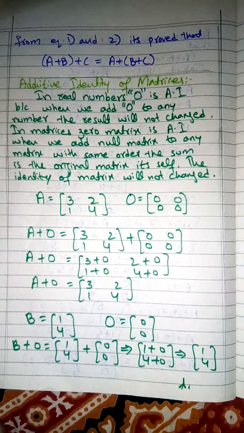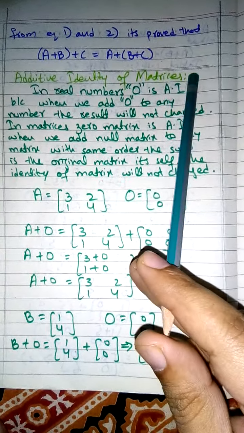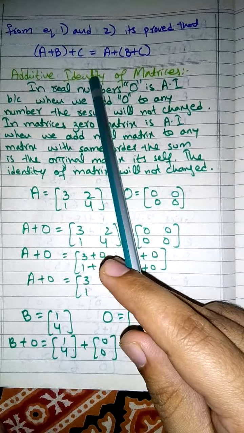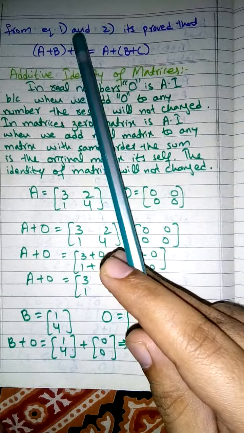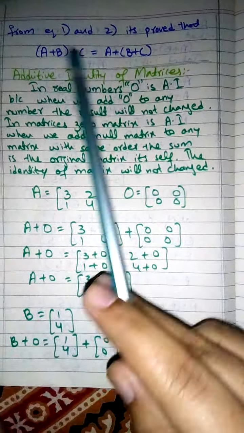In this lecture, I will discuss additive identity of matrices. Additive identity means when you add two matrices, the identity of the original matrix will not change.